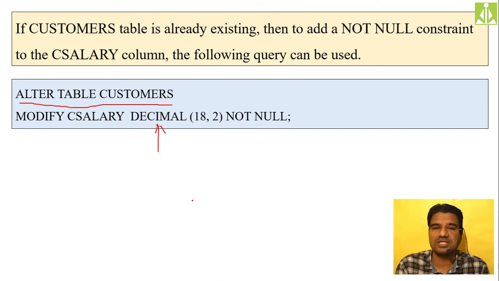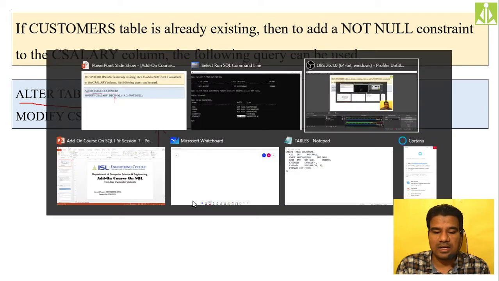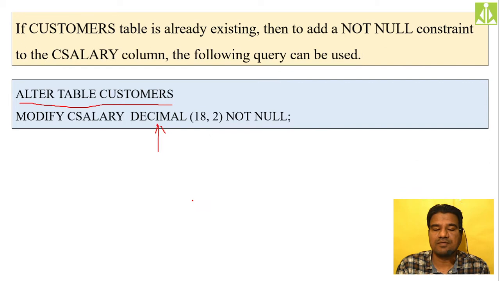Even if one entry is null, you simply can't enforce the not null constraint on that particular column. Hopefully you understood how the database is behaving, what type of errors it is giving, everything I have shown to you. Okay, so clearly this concept is clear for us now.